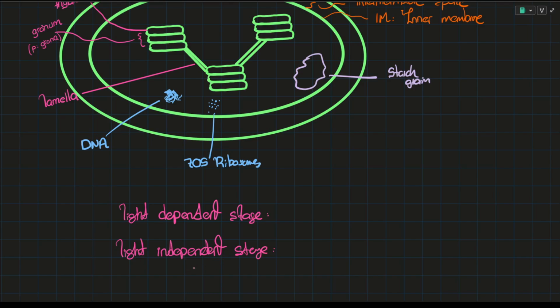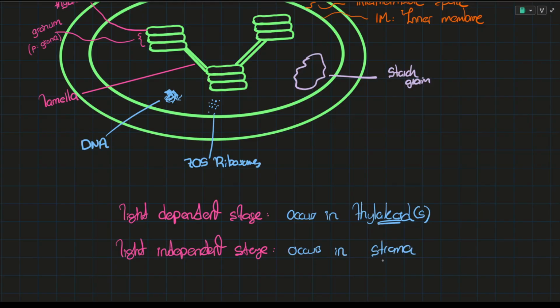Not needed. All I'm trying to say is this light dependent stage is known for occurring in our thylakoids. Occurs in the thylakoid region. Thylakoids, if you may. I'm just going to place the S inside a bracket. Okay. The light dependent stage occurs in the thylakoids, and then the light independent stage occurs in something called the stroma.